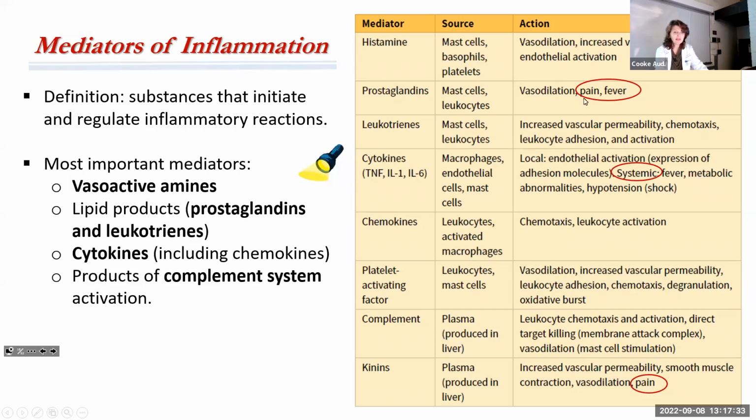But I also want to draw your attention to some other action, the systemic action, among which most important are pain and fever. Systemic effects, fever, systemic effects, pain. So keep in mind that these mediators can have systemic effects, most important among them pain and fever.